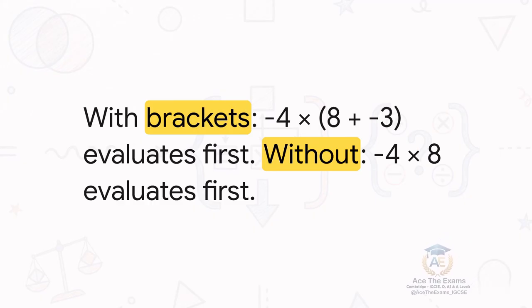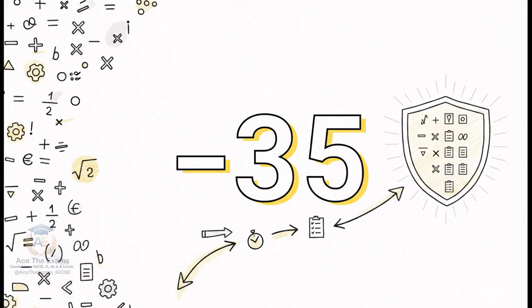Now look at the bottom equation. The numbers are identical, but the brackets are gone. It's just -4 multiplied by 8 plus -3. Without those brackets, multiplication jumps right to the front of the line. -4 times 8 is evaluated first, giving us -32. Then we add the -3, pulling us even further down into the negatives. Which brings us exactly to -35.